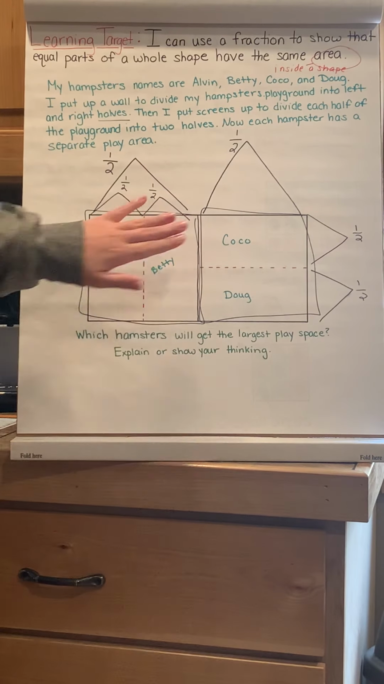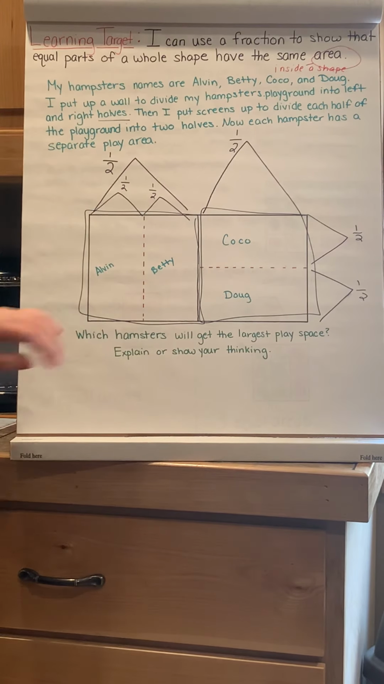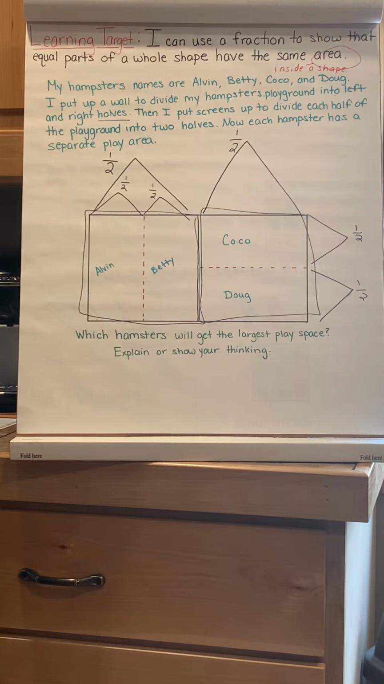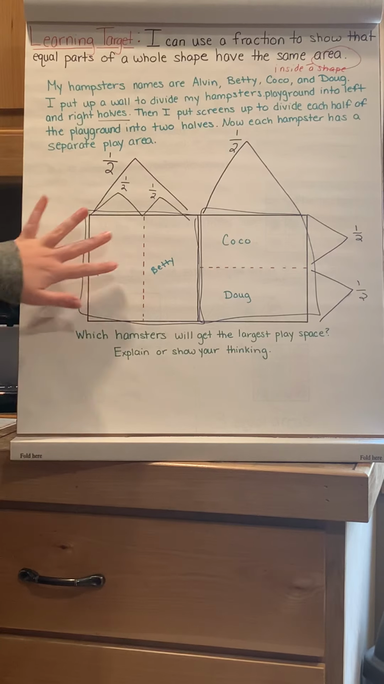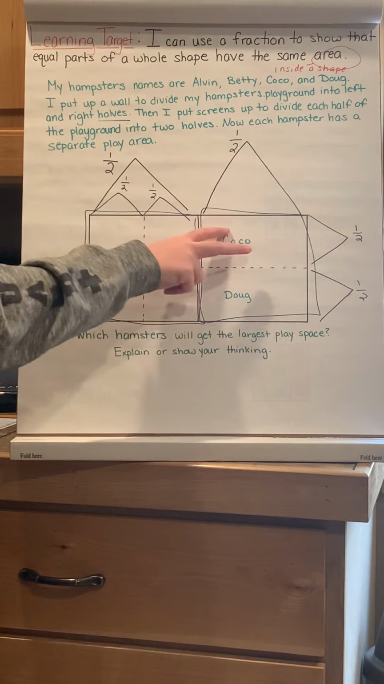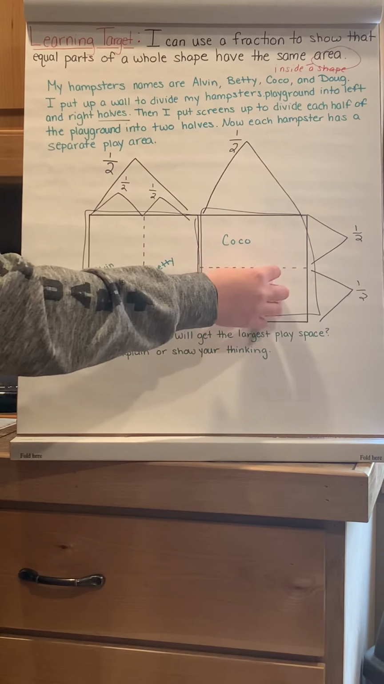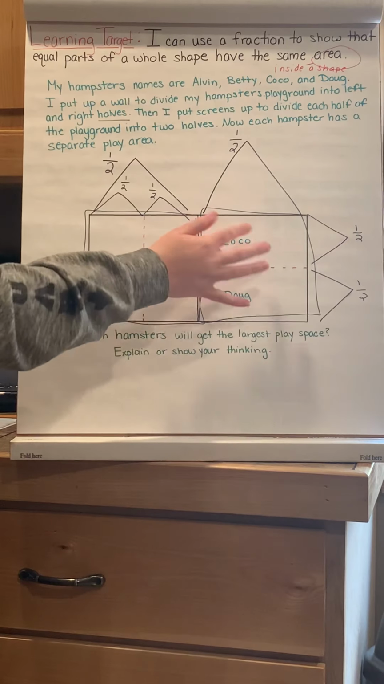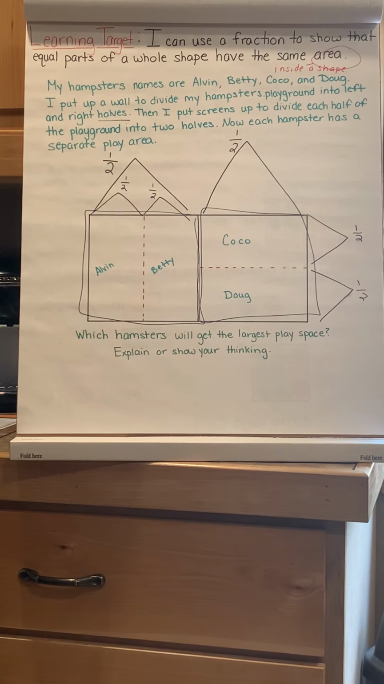So now let's just take this one for example. This one was also split in half equally, which means Alvin and Betty have the same amount of space because it was split evenly. Then let's look at Coco and Doug. Again, I split this half in half again evenly, which means Coco and Doug have the same amount of space.